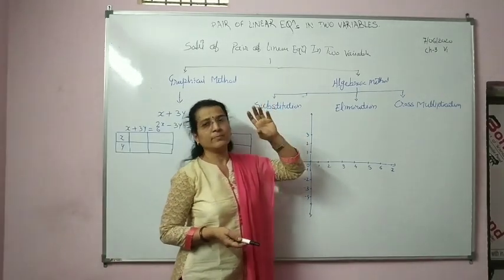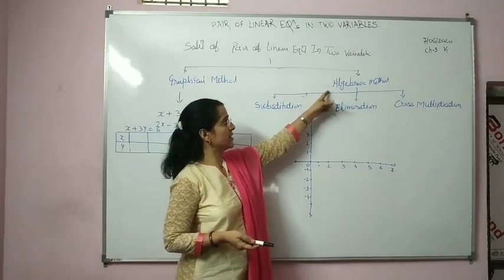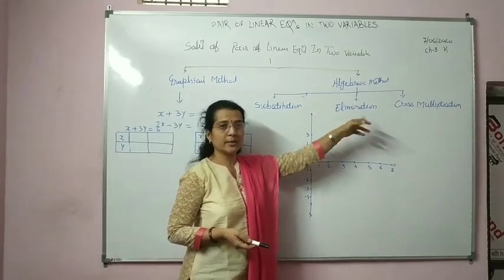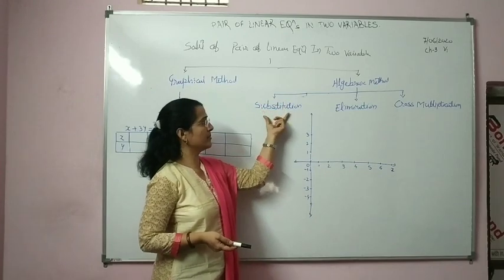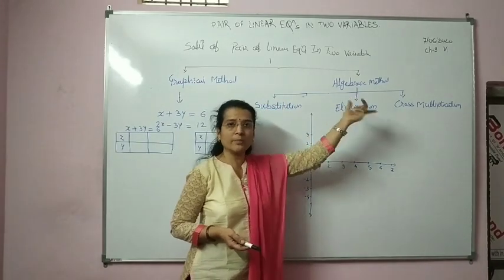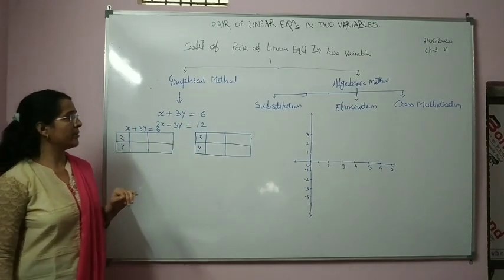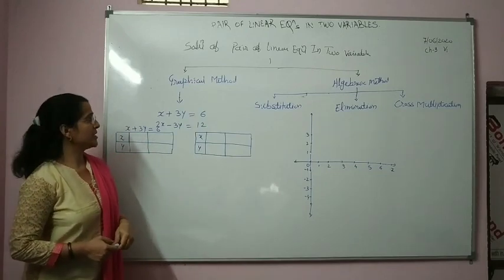Now every time it is not possible to draw the graph, so for that we have the algebraic method. The algebraic method is divided into three parts: we can find the solution either by the substitution method, the elimination method, or the cross multiplication method. Now we will see all the methods one by one. First of all, we will see the graphical method.